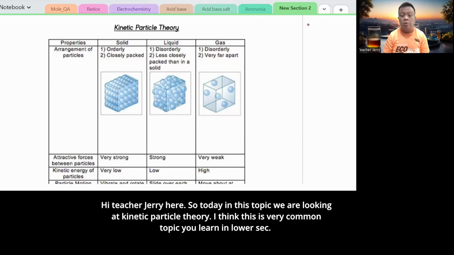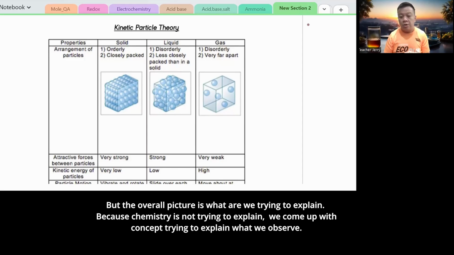Hi, teacher Jerry here. So today, in this topic, we are looking at kinetic particle theory. I think this is very common, really, that you learn on the lower side. But the overall picture is: what are we trying to explain? Because chemistry is about trying to explain. We come up with concepts trying to explain what we observe.